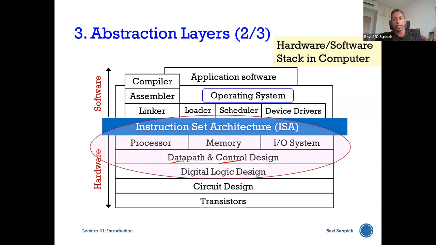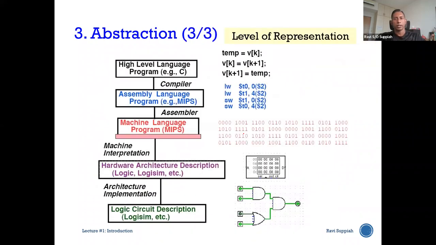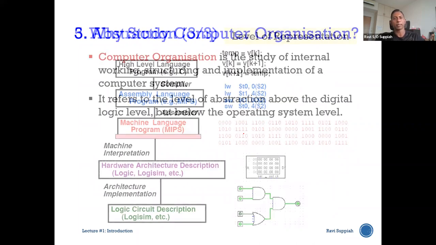Again, the operating system, we will be covering that, and the instruction set architecture with the low level design of the hardware is also what we will be covering. These are all the abstraction levels. I will not go through this again, just to give you an idea of what we are talking about.